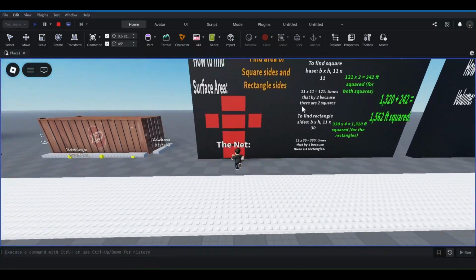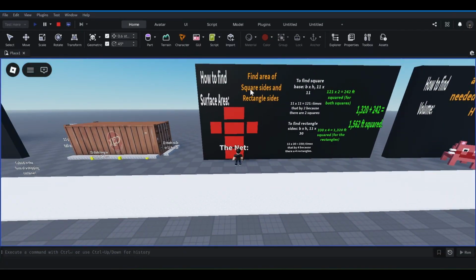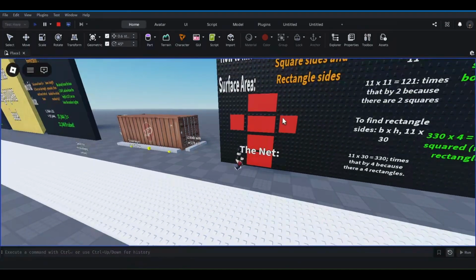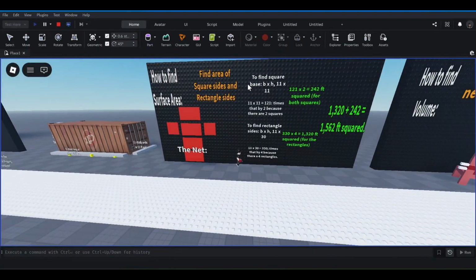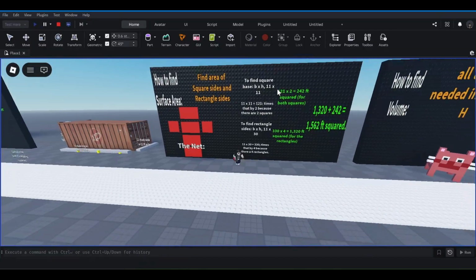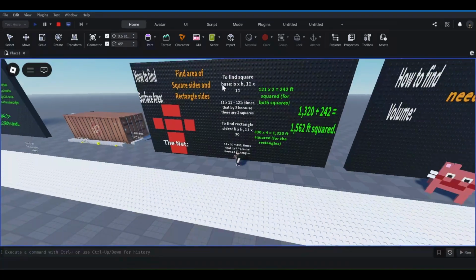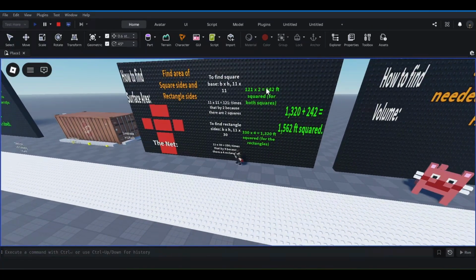Okay, so to find the surface area, we have to find the area of the square sides and rectangle sides. So we have 2 squares and we have 4 rectangle sides. To find the squares, base times height, which is 11 times 11, which is 121, and we gotta times it by 2 because there's 2 squares, which is 242 feet squared for both the squares.